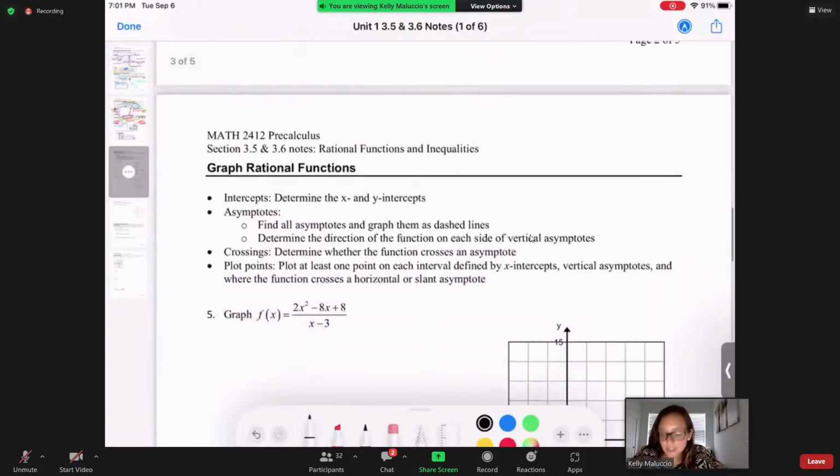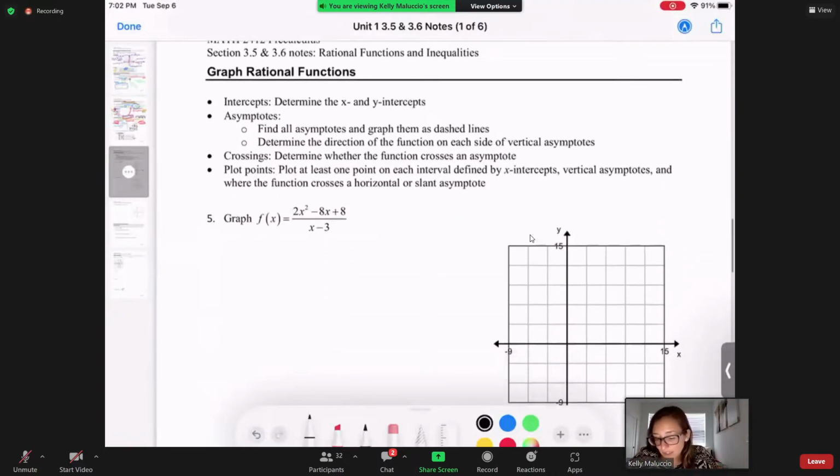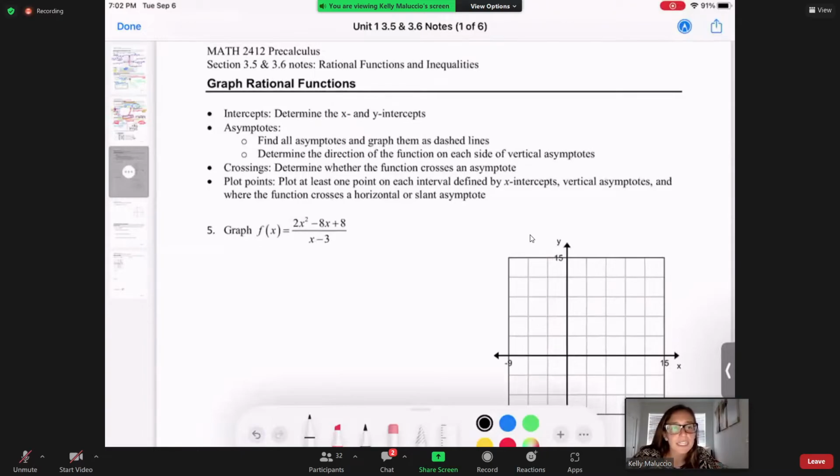I think the easiest way to look at this type of stuff is to just get down to it and complete some examples. So looking at this problem here, they want us to do everything. They want us to get the intercepts, x and y, get the asymptotes, find horizontal, vertical, slant, whatever's there, graph them as dashed lines, then determine the direction on the ends. So this is where we would say, as x approaches infinity, what's happening here? As y approaches this number, what's happening here?